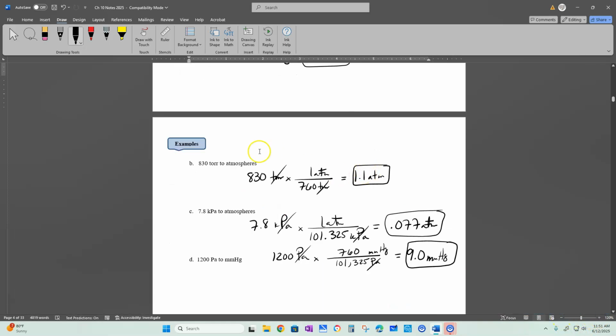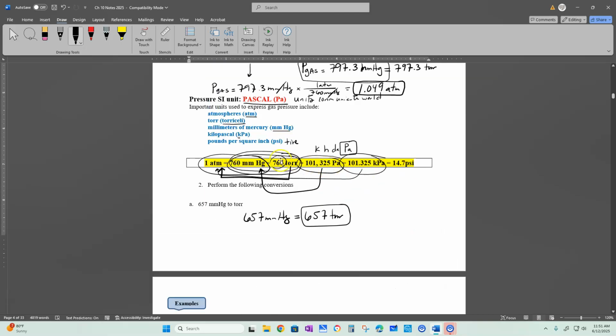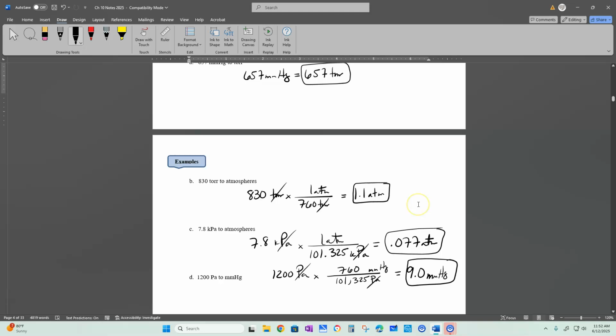Okay? So that's the history of pressure. That's how we use the units of pressure, and these are the 6 different units of pressure we're going to use throughout this course. Now, you know I hate that word memorize, but you got to learn that conversion. Okay, what does an ATM equal? An mmHg, torr, Pascal, kilopascal, and PSI. Okay, see you on the next one.